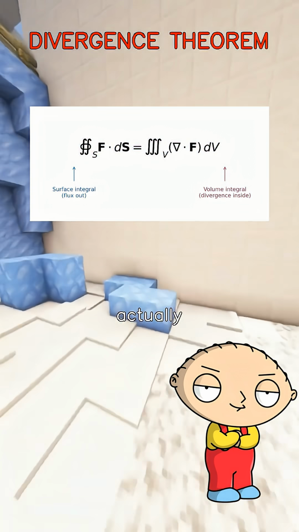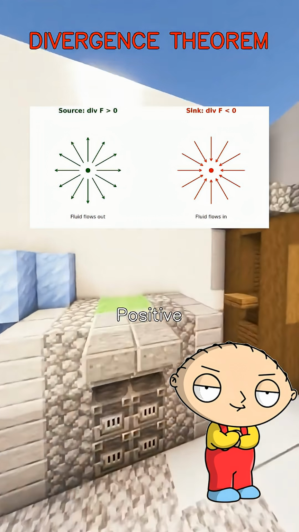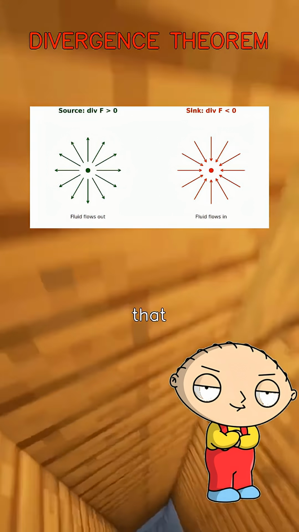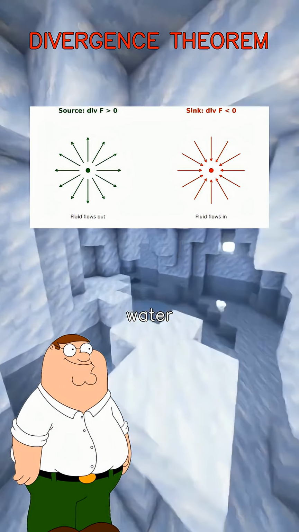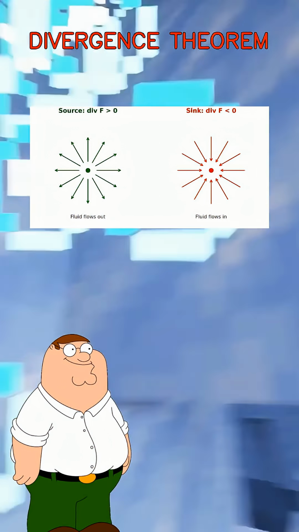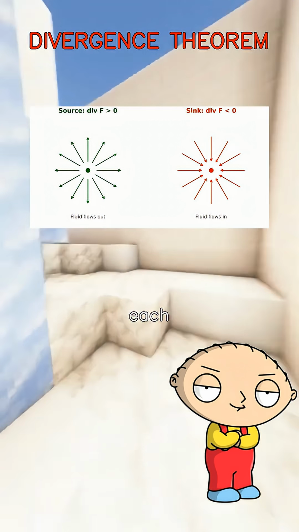What is divergence actually measuring? Divergence measures sources and sinks. Positive divergence means stuff is flowing outward at that point. Negative means it's flowing in. Like a sprinkler shooting water out versus a drain sucking it in? Exactly. The divergence tells you the local expansion or compression of the flow at each point.